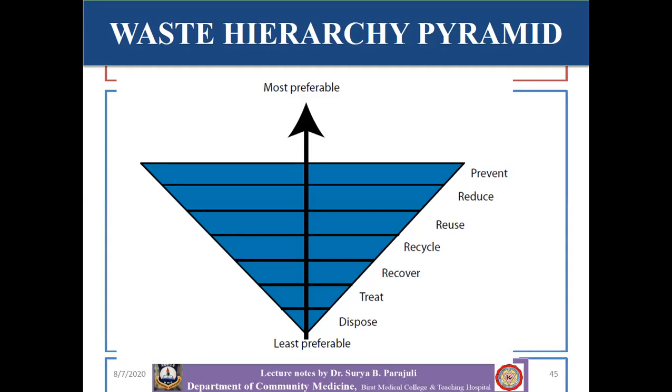So what is the waste hierarchy pyramid? This is least preferable and this is most preferable. Hope I am audible to you all. Our most preferable is prevention: prevent, reduce, reuse, recycle, recover, treat, and then dispose. In our subsequent slides, we'll discuss all the components one by one.